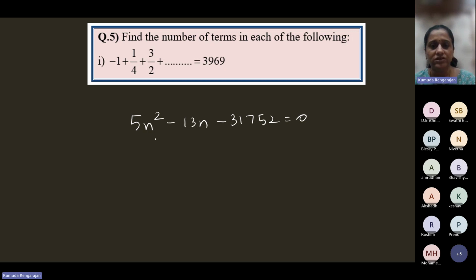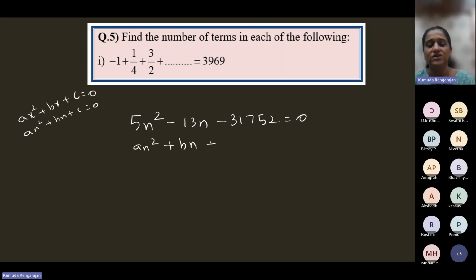When you compare this with the standard form of a quadratic equation, now the variable here is n. The standard form is ax squared plus bx plus c is equal to 0, where the variable is x. But here the variable is n. So change the variable: the standard form will be an square plus bn plus c is equal to 0. On comparing, a is equal to 5, b is equal to minus 13, and c is equal to minus 31752.